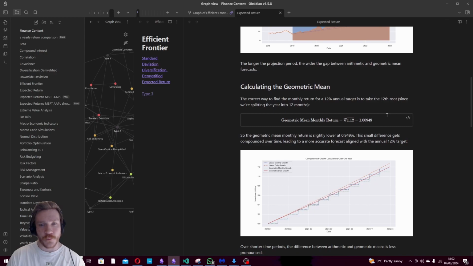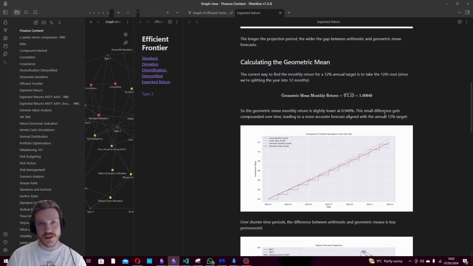What's the geometric mean? How do we work this out? Well, going back to that analogy of the 12% at the end of a year, to work out what your monthly geometric mean would be, you take your 12% and you take the 12th root. You can do this on Google. If you have a Casio calculator, you can do it on something like that. But this is the important bit. You take the 12th root and you get this value here, 0.949%, slightly less than 1% from the arithmetic mean.